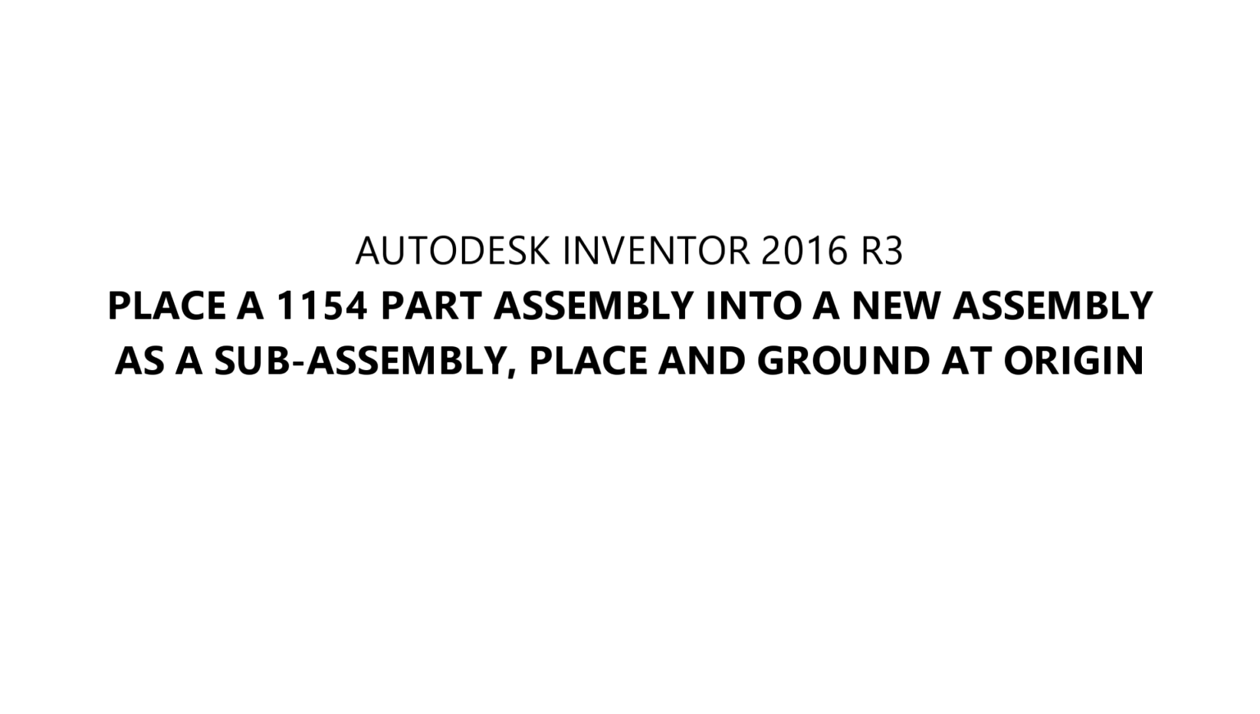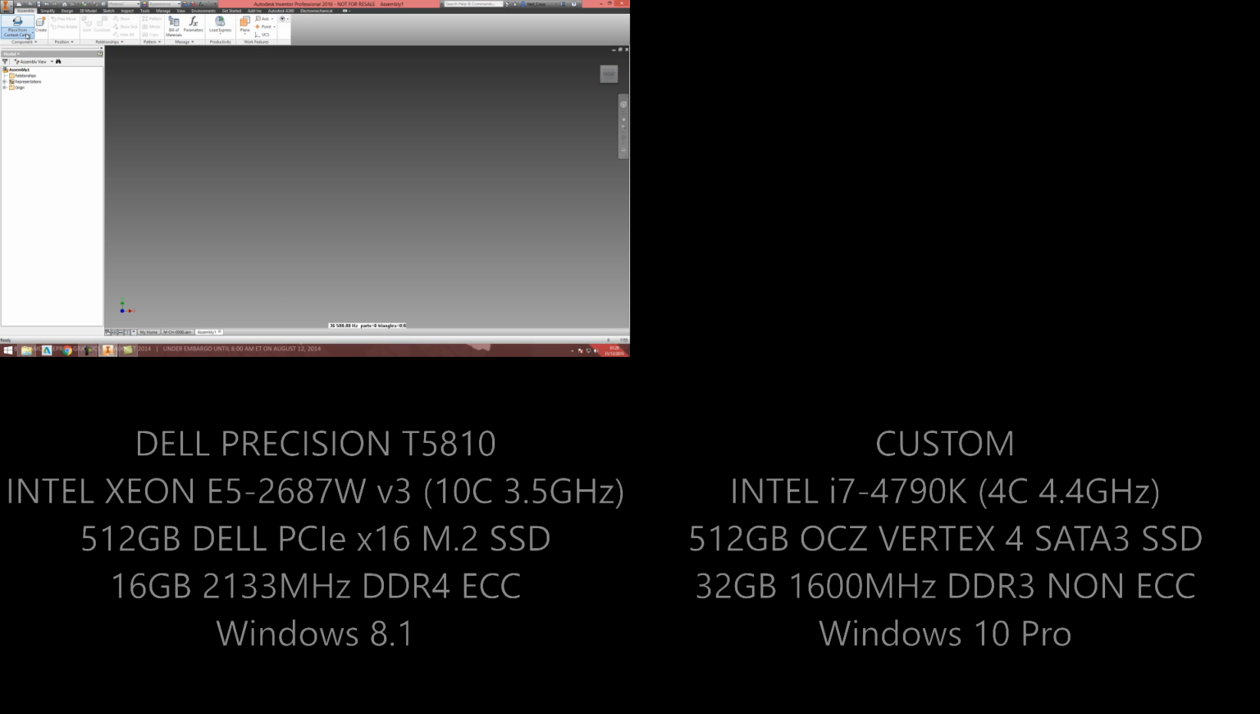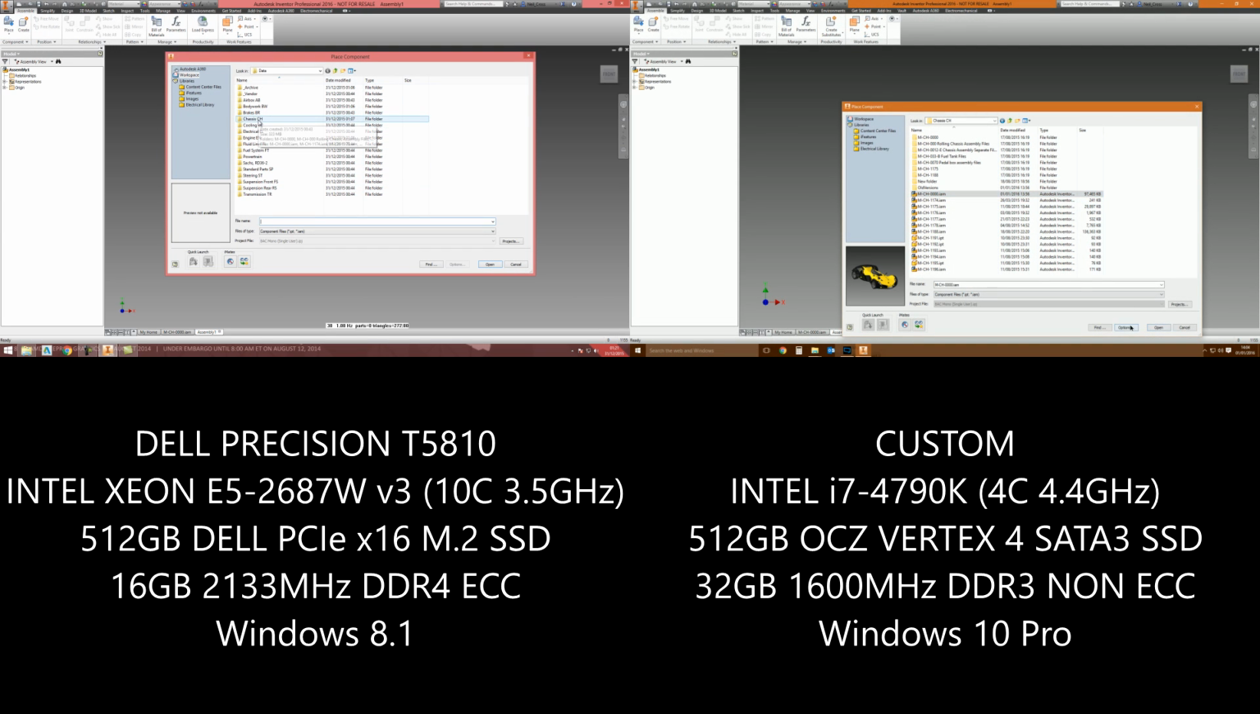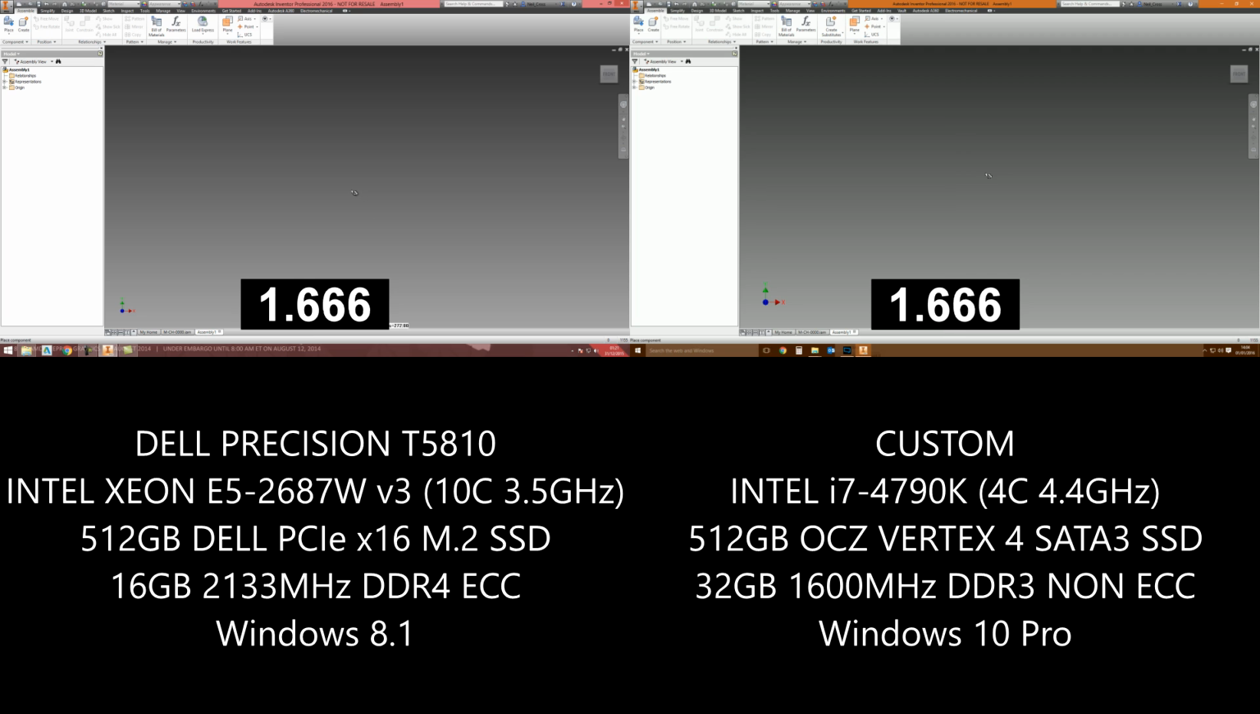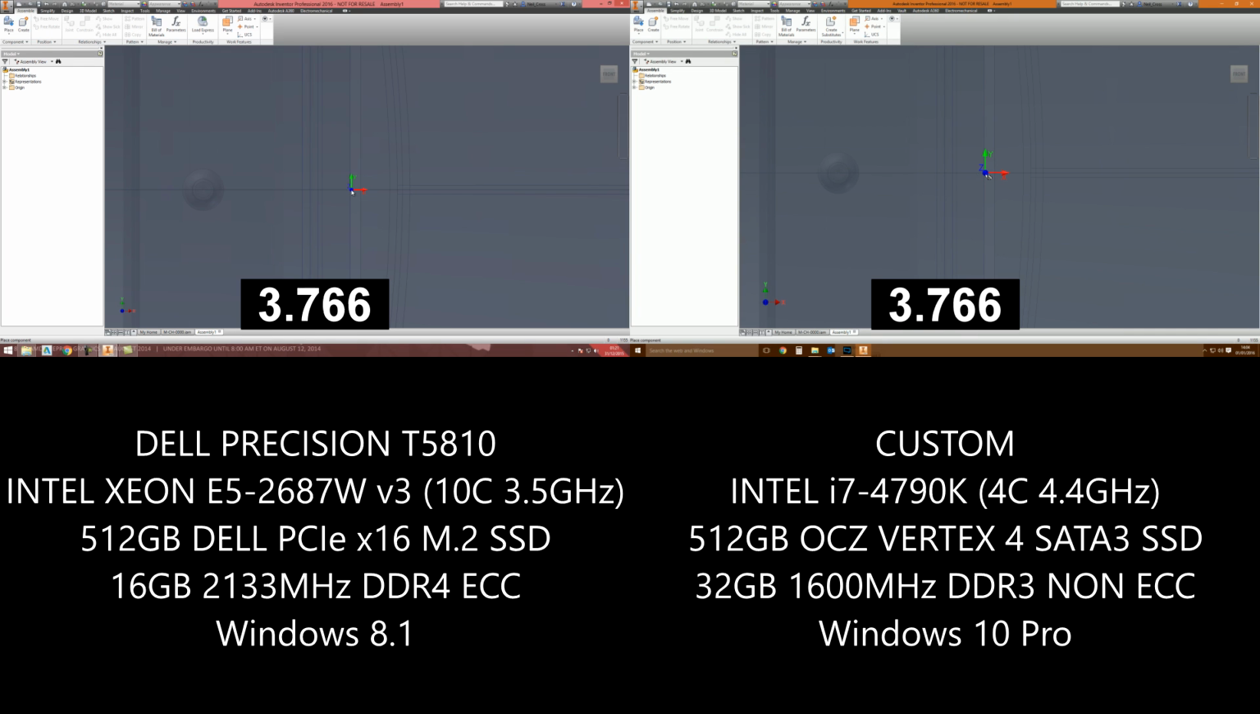The benchmark tests that I'm using are typical operations that you'd hear a user complaining about their PC being slow to do. Placing drawing views, opening assemblies, placing assemblies. Those big bulk heavy operations that would normally tax your average computer, and running those on this high-end equipment to see which one does it the quickest or if there is any difference at all.